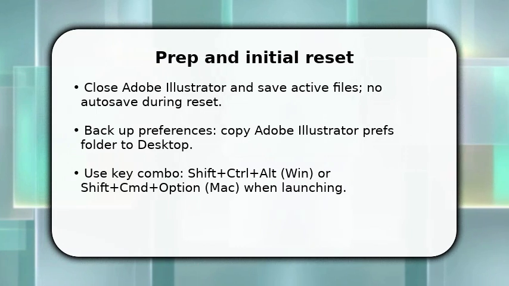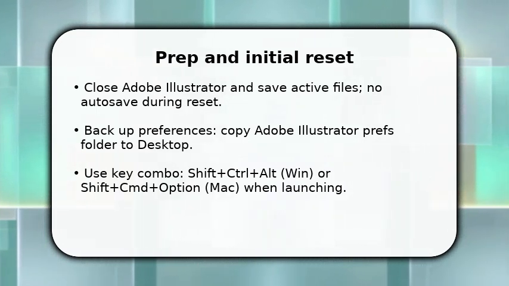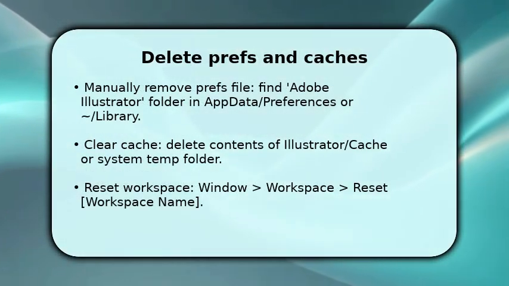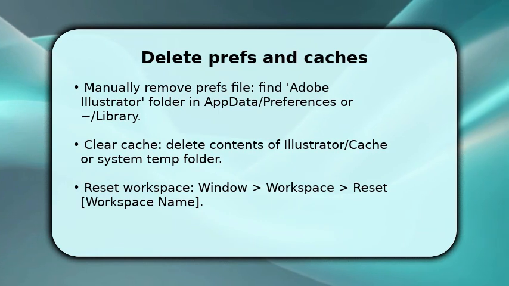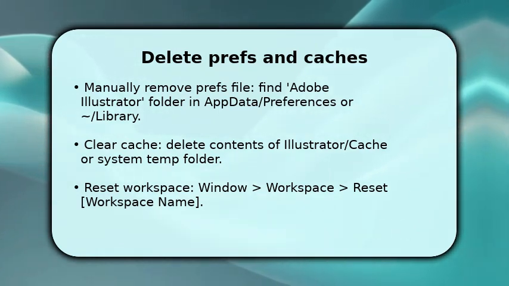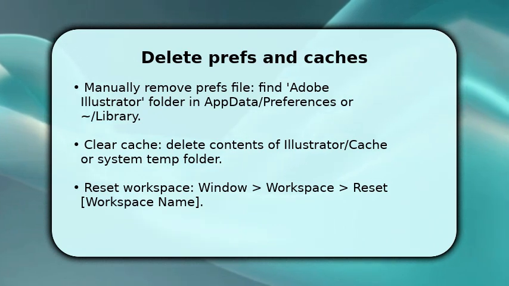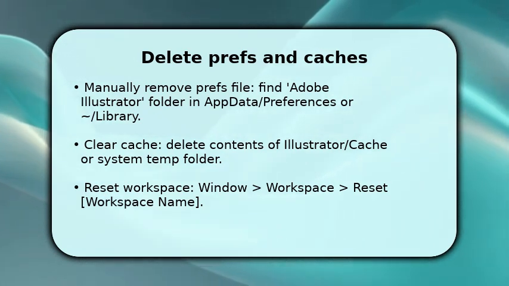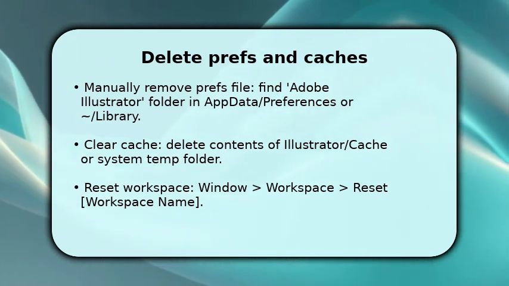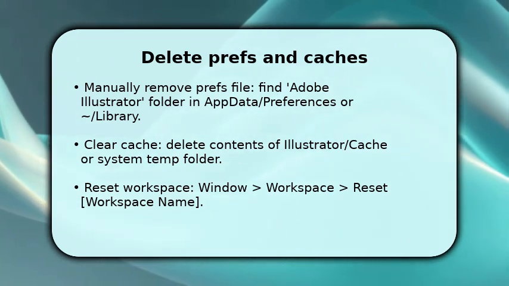After the initial reset, you should remove leftover preference files that the launcher might have missed. Locate the Adobe Illustrator folder in App Data/Preferences on Windows or ~library/preferences on Mac and delete the prefs file for your version. Once done, clear Illustrator caches by deleting the cache folder or emptying system temporary folders to remove stale data.